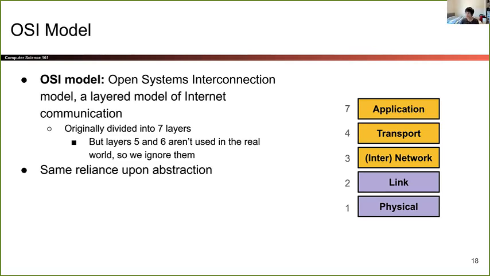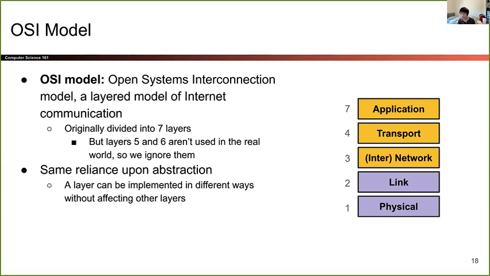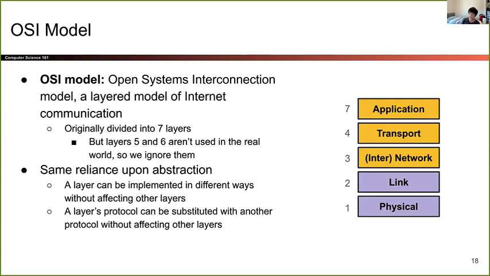It's going to have the same abstraction ideas that we talked about in the mail example or that we talked about in the code example. Each layer can be implemented in different ways as long as it provides the correct abstractions to the levels above it, and if it gets the correct services from the layers below it. This means that we could possibly switch different protocols in the middle of transporting a message as long as all of the abstractions are fulfilled.